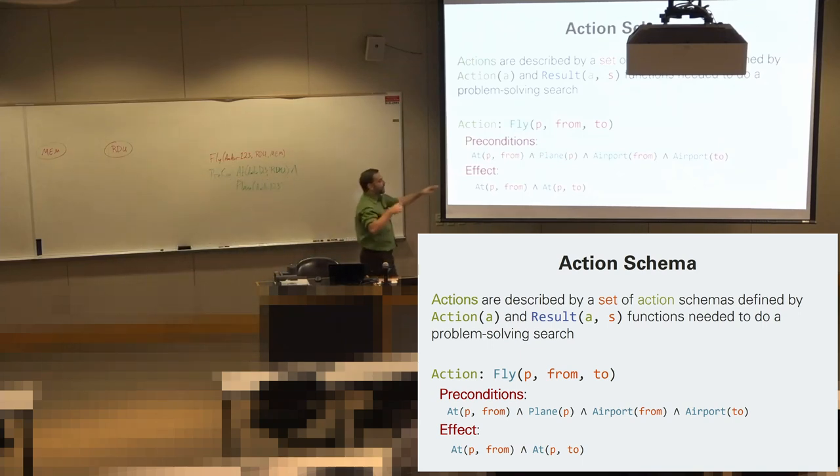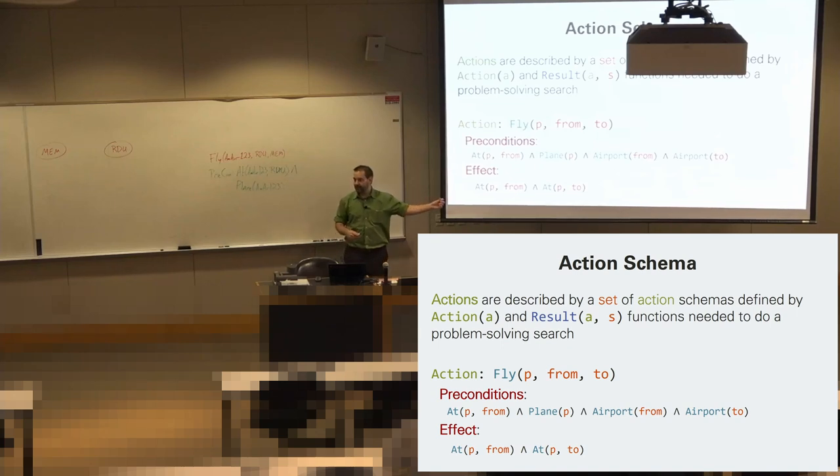So, again, that keeps on going. That needs to be a plane. RDU needs to be an airport. To needs to be an airport. These are rules that need to be applied. And if that was my precondition, these all need to be true statements in the knowledge base. What would be retracted or asserted into the knowledge base?